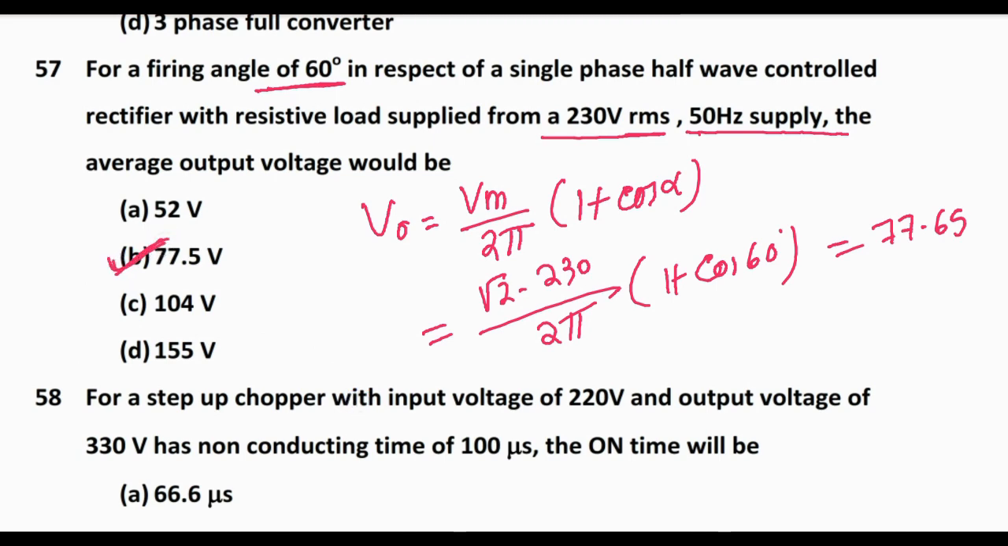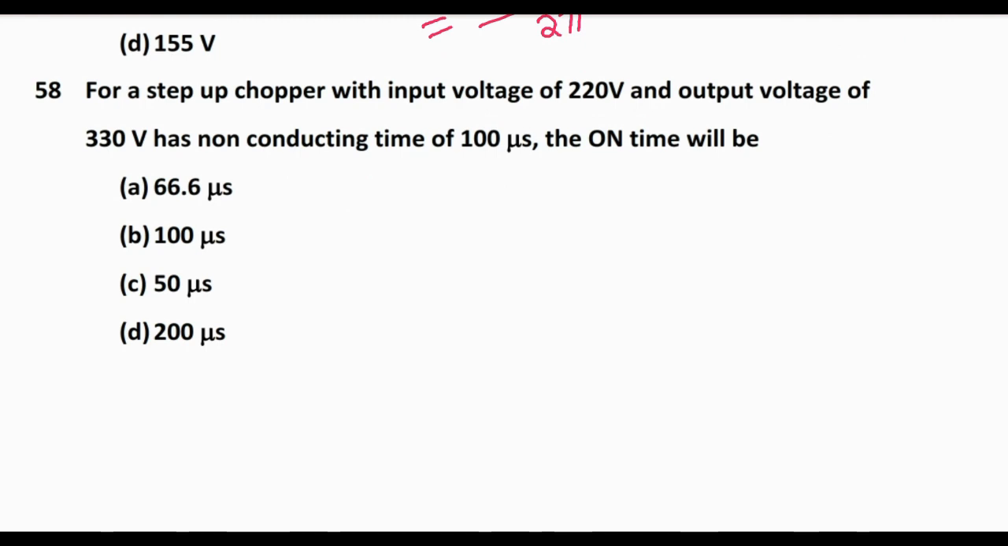So here the answer is B, 77.5 volt. Next question is, for a step up chopper with input voltage of 220 volt and output voltage of 330 volt has non-conducting time of 100 microsecond, the on time will be. So in this question, given that this is a step up chopper with input voltage 220 volt and output voltage 330 volt. Non conducting time, that means off time, is 100 microsecond and it is asking for on time.